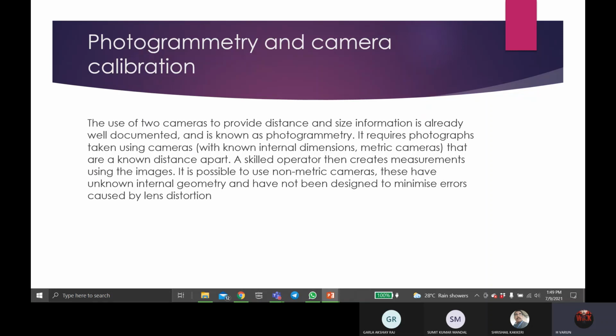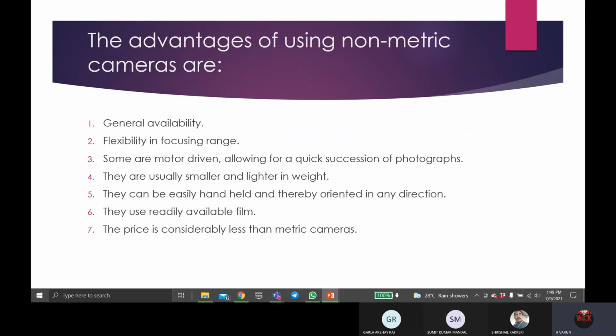We can't say 100% of errors will be avoided, because some manual errors have to be done by the human itself. The advantages of using non-metric cameras are general availability. You get them everywhere. It's not so complicated, it's not so costly, and there is flexibility in focusing range. It doesn't need so much setup to take an image of the product, or certain regulations like where you have to keep the camera. Nothing like that. Anything it might focus, and it's very flexible in focusing also.